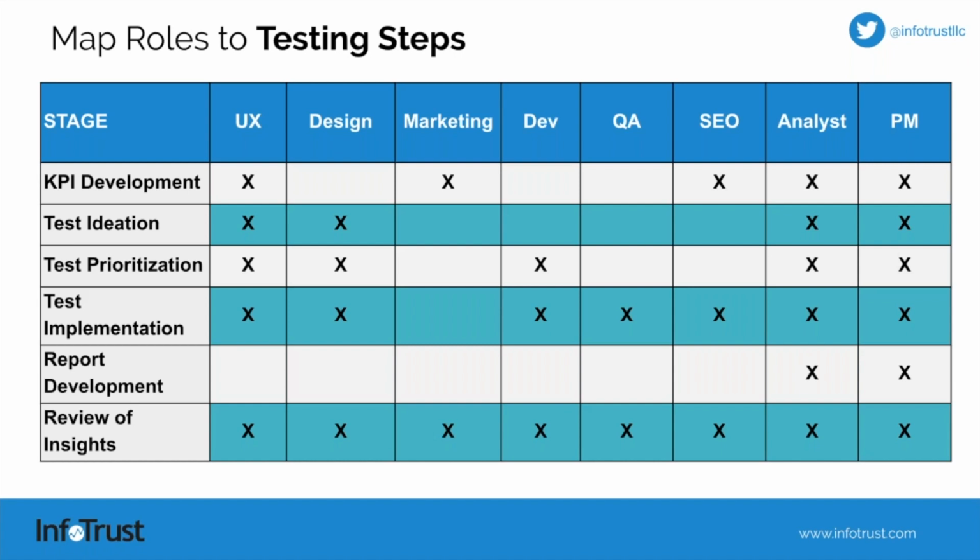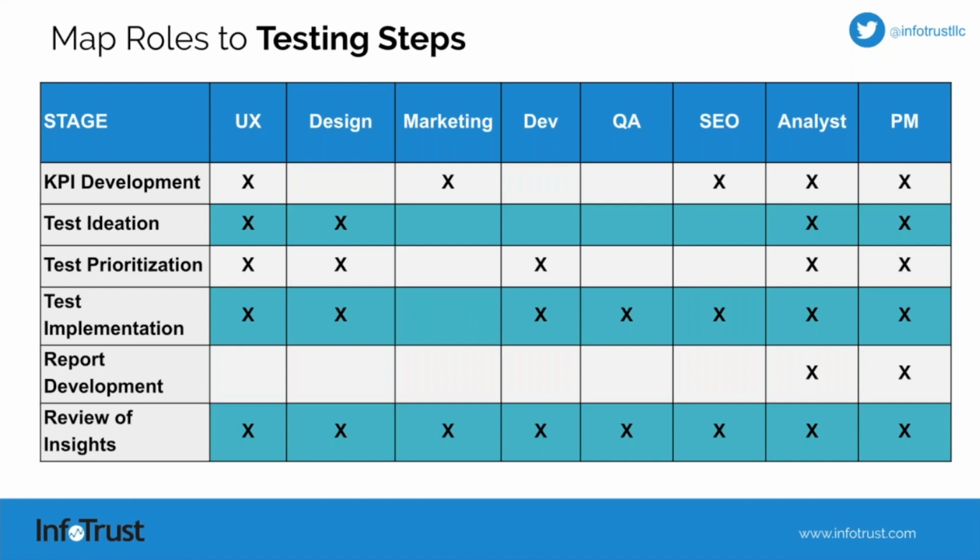You may not have all of these departments, but at least the functionality that these people represent should be accounted for. And of course, this is subjective. You may not think that everybody here needs to be involved, but it's just an example. So make sure that when you're initially developing the KPIs, you're involving the right people that have experience with that data, or at least access to that data to start formulating the KPIs. Test ideation, everybody may not be involved in that step, but make sure you're including the right people there. Same thing with test prioritization.